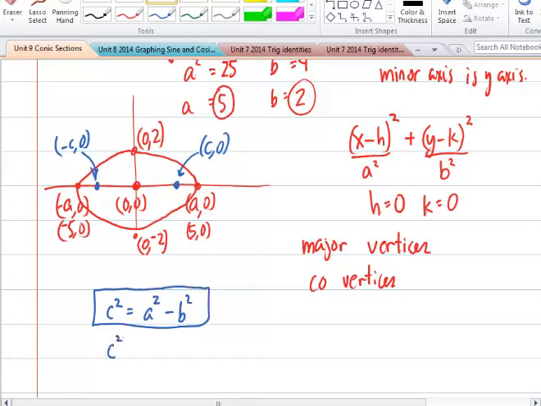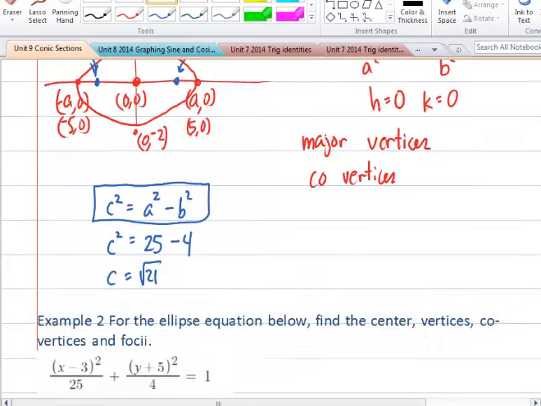So because our a value is 5, then you have 25 minus 4 for your b squared value, and our c value would just equal root 21. So the value of this focal point would be root 21 comma 0, and of this focal point would be negative root 21 comma 0. So we've gone over an awful lot as far as setting up these ellipses, but this is just an ellipse that is centered at 0, 0.